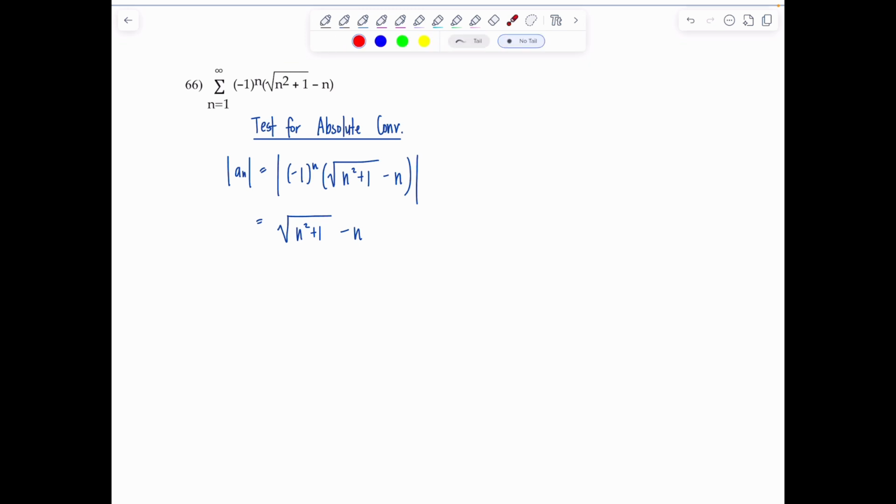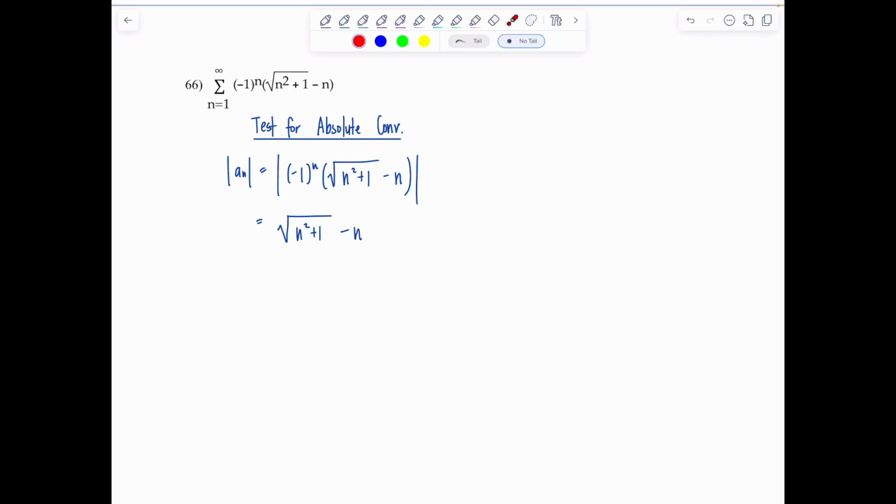Now, I want to get an idea what this thing's doing, because if it doesn't even go to 0, then like the last problem, or like two problems ago, I could be done very quickly. It would fail the test for divergence. But that's not what's happening here. As n goes to infinity, this is going to infinity, minus this does too, which is an indeterminate form. And so I'm having a hard time really figuring out what is going on.